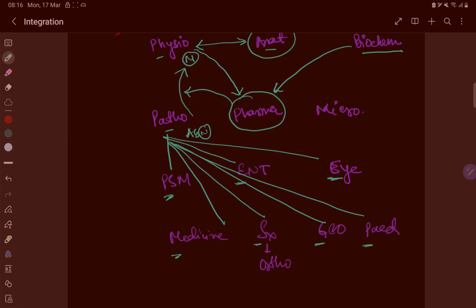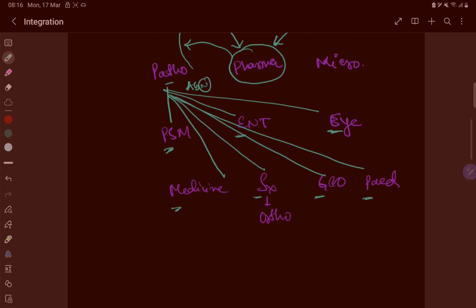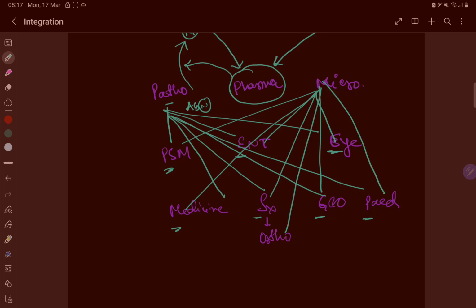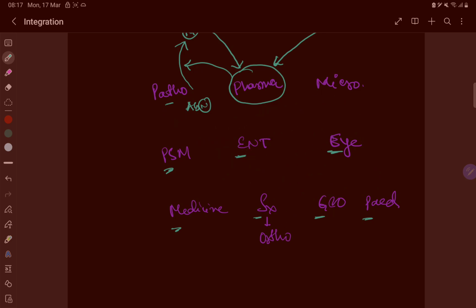And obviously micro, there is infection, right? So these infections are also there everywhere. Okay, you study in PSM, in ENT, in eye, in medicine, in surgery, even in ortho, everywhere, right? As well as in pediatrics. Okay, now you can see these all are connected. Pharmacology basically does what? It helps to convert the abnormal into the normal.